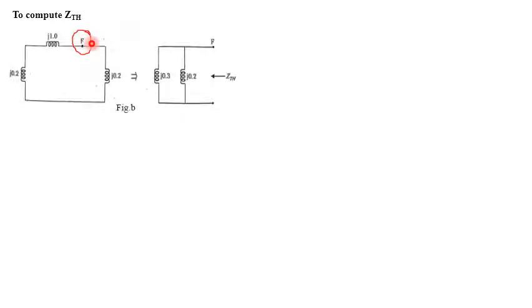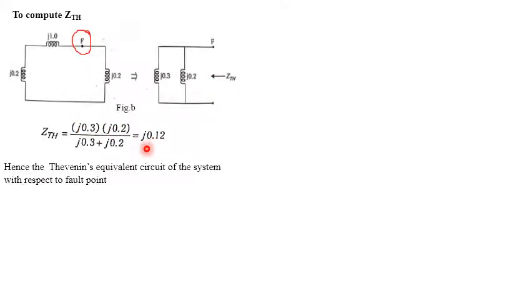So this is what we will get: 0.3 and this 0.2. These two are coming in parallel. Z Thevenin is nothing but 0.3 and 0.2 in parallel. After substituting these values, we get j0.12. Hence we got this.